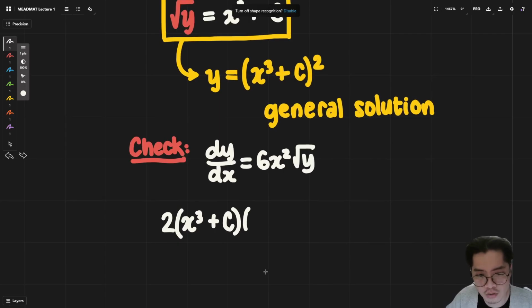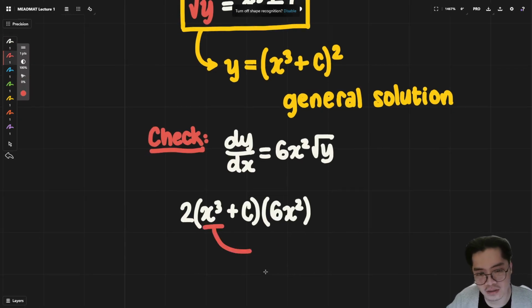Now we have the chain rule. We now have to derive whatever's inside, because c is just a constant, so that gets canceled out. You will get 6x squared from this x cubed, from, oh sorry, 3x squared, plus 3x squared.